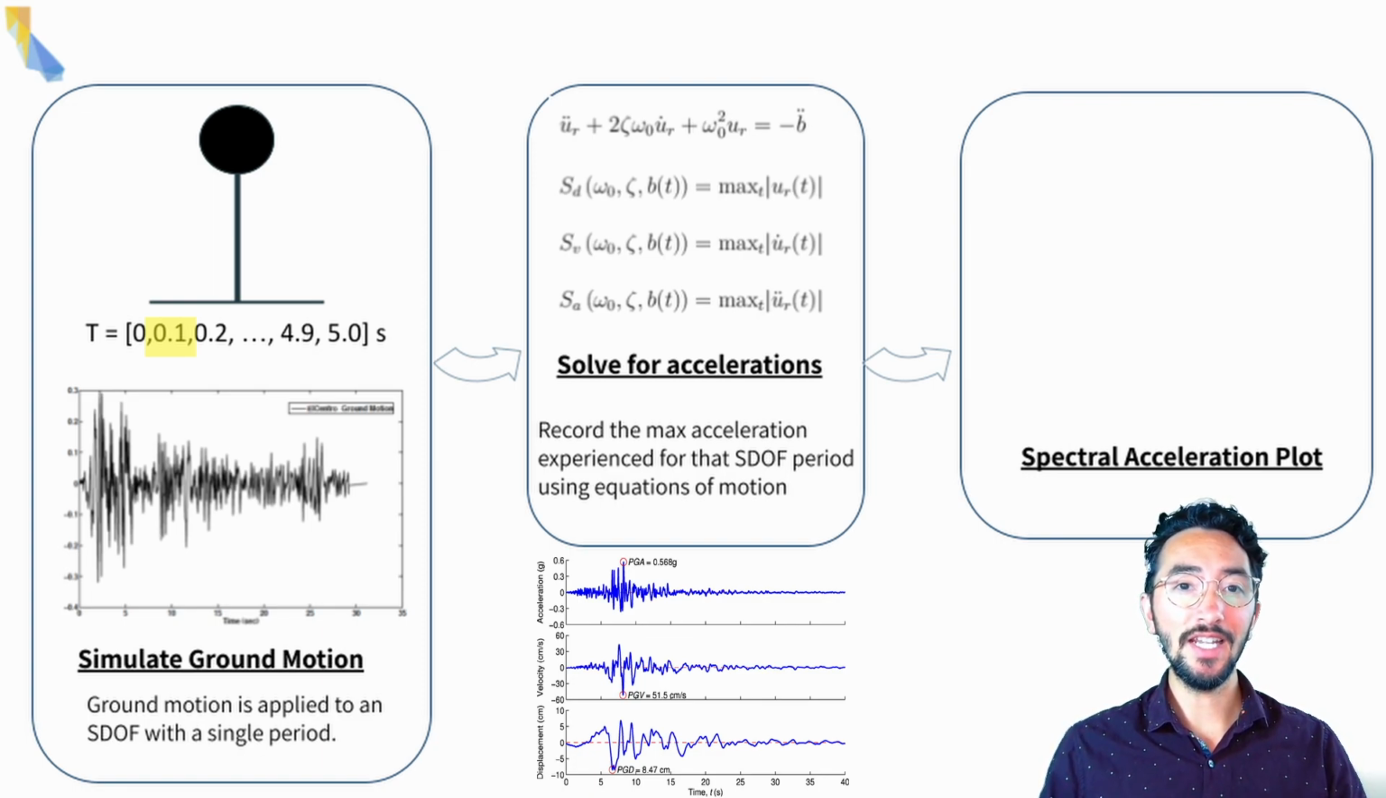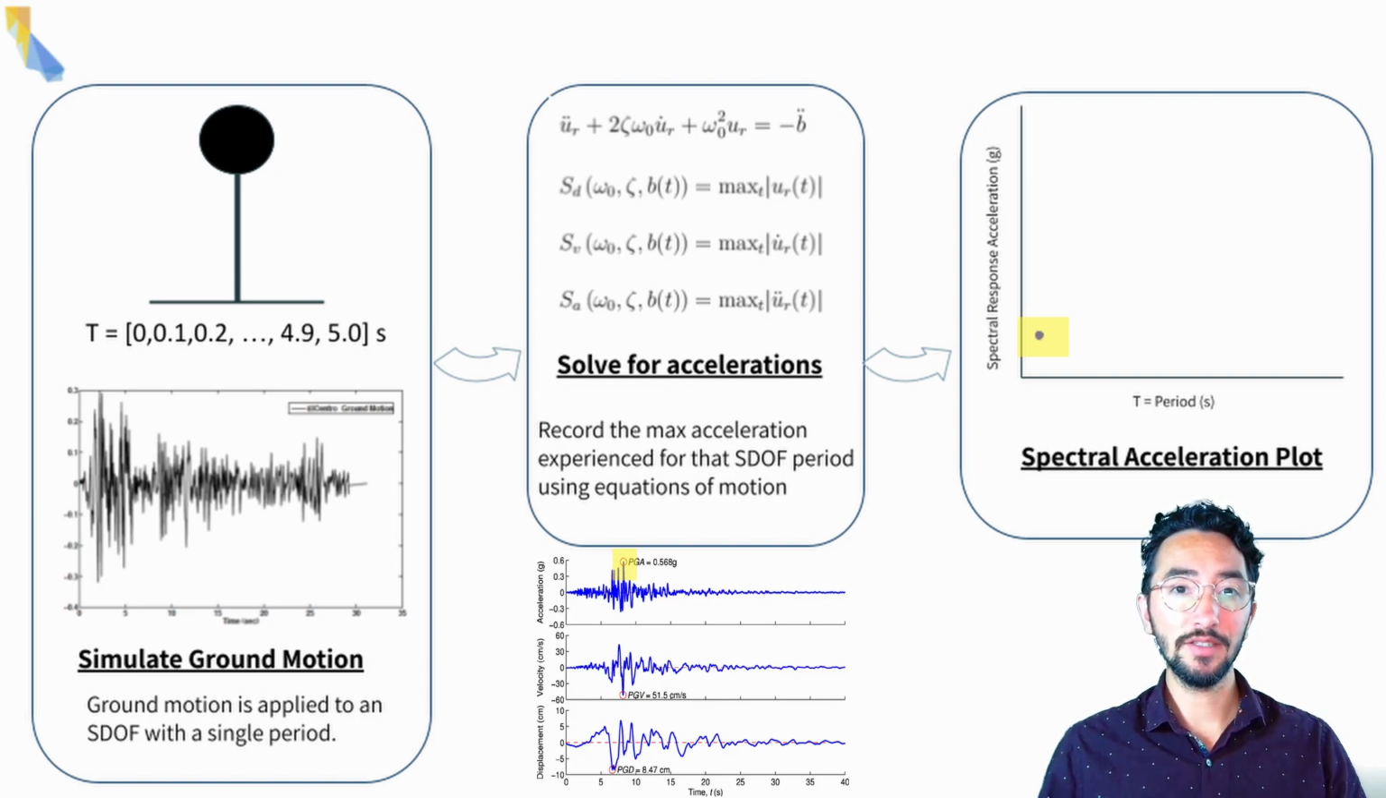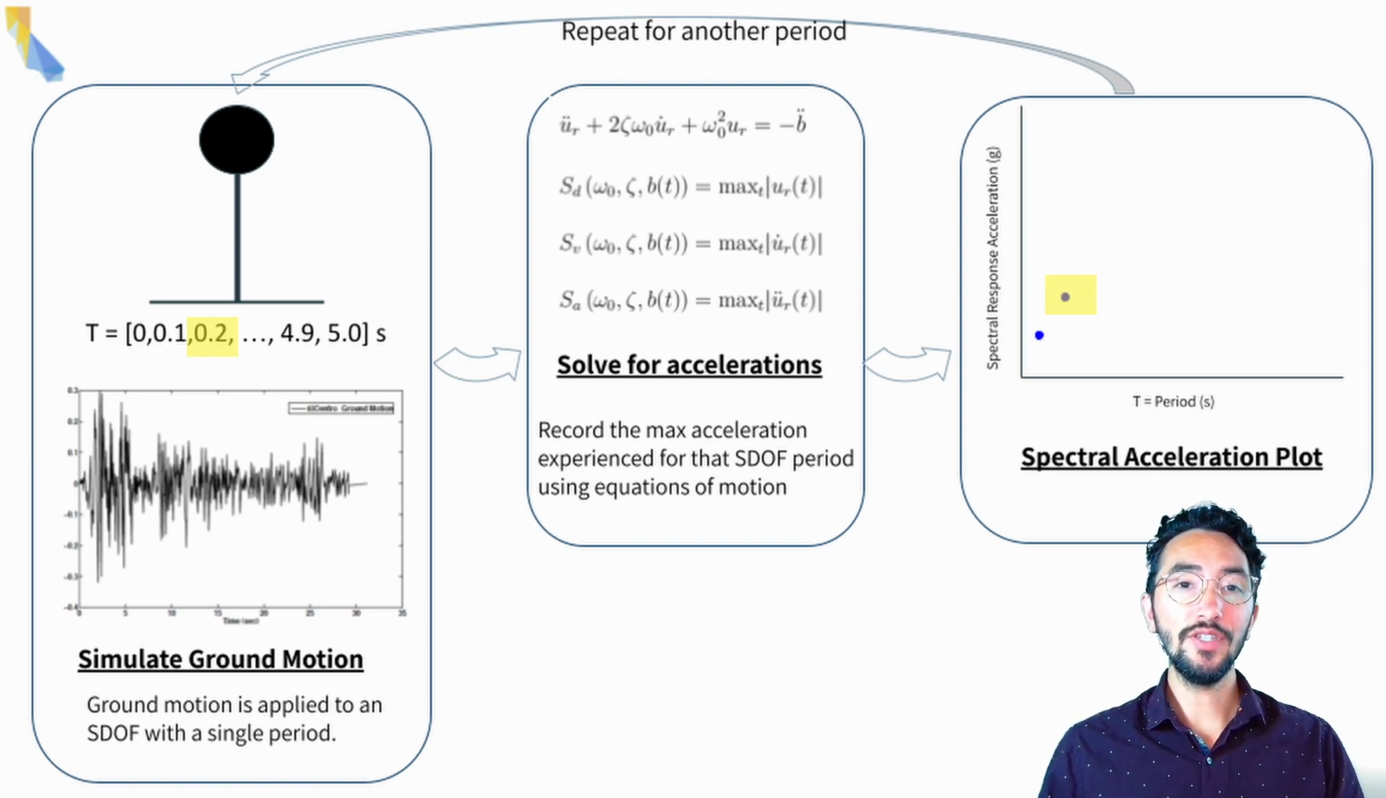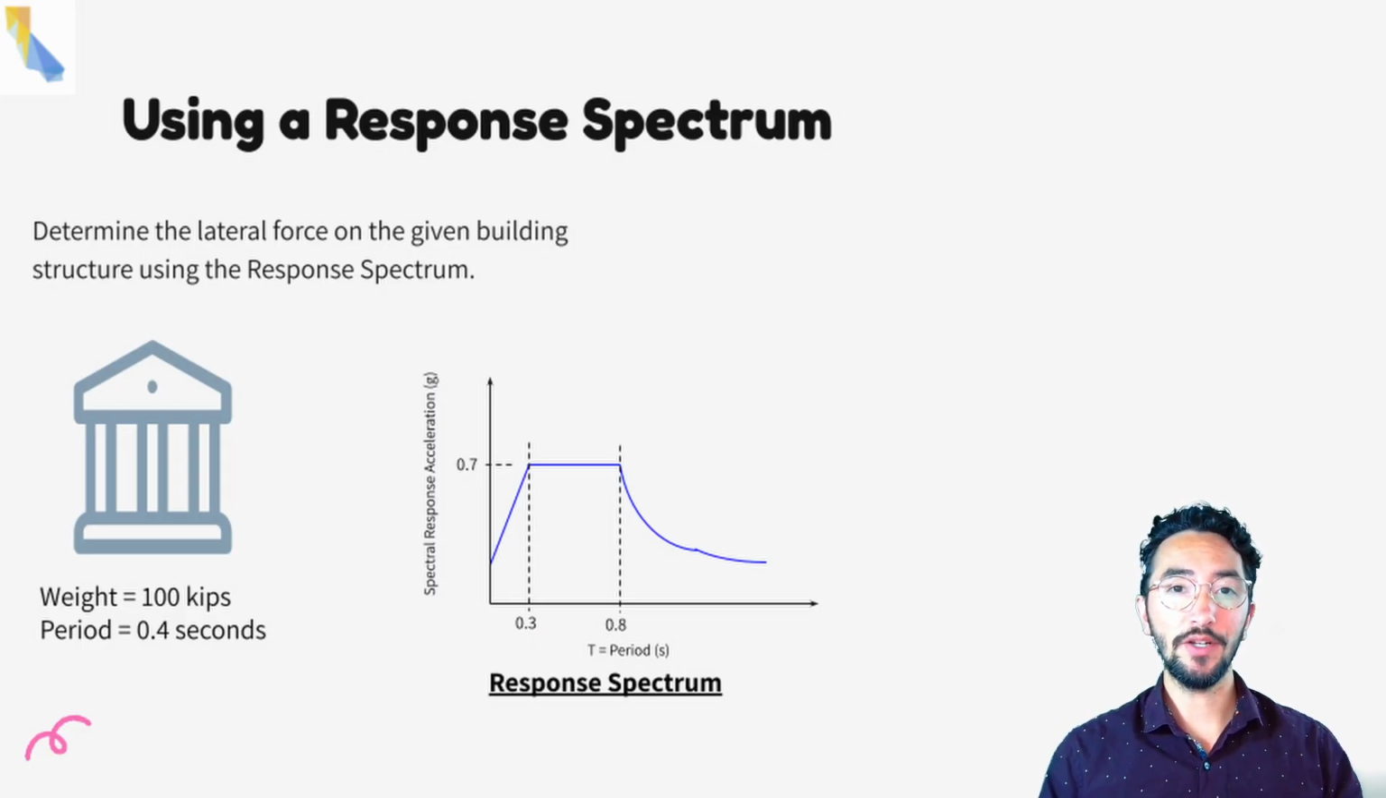So then you can just take the maximum acceleration experienced through the entire ground motion record and plot it. And so now you have one point on a response spectrum. If you repeat this process with an SDOF at a different period, you could put a new point on your plot. You keep repeating this for different periods, and eventually you can create a full plot. Now with that full response spectrum, you could potentially use it for an analysis, for a building structure, or whatever else you're doing. Now let's do an actual example of using a response spectrum.